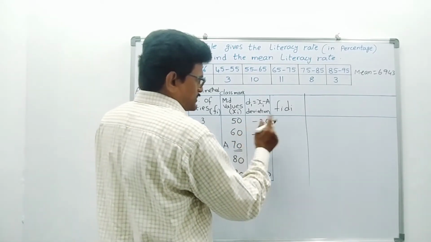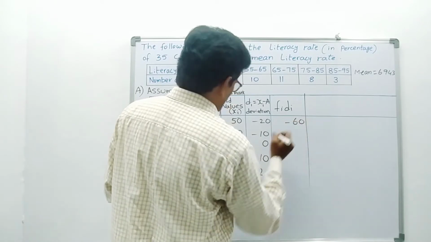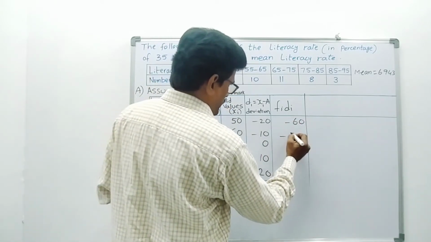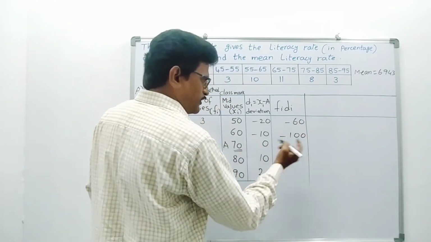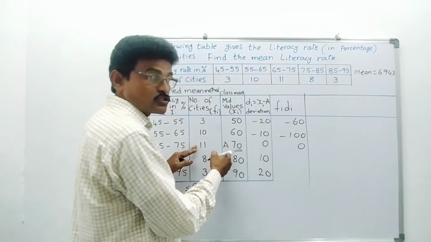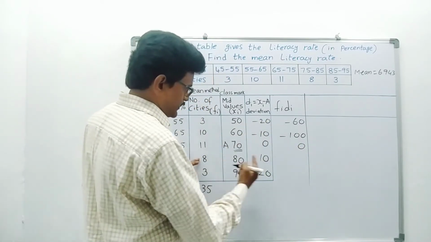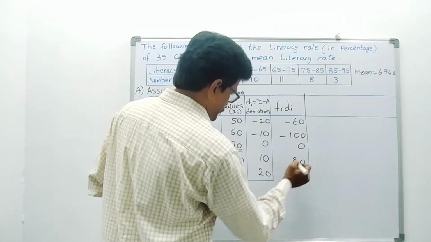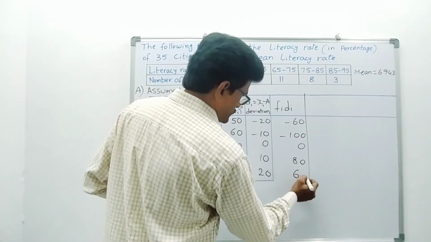3 into 20 minus is there, minus 60. 10 into minus 10, minus 100. One value definitely 0 will come, where you are assuming that value. 8 into 10, that is 80. Now 3 into 20, that is 60.